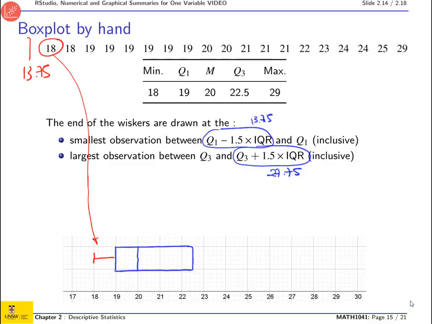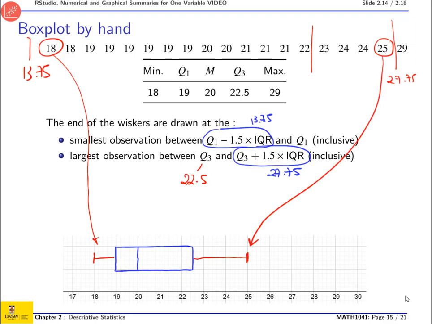Now on the other side, we want the largest observation between 22.5, so there, and 27.75, and that's inclusive. Well, 27.75 is not on our list, so the highest we can have is 25, and that's the end of the upper whisker. A very important thing to notice is that this is not 27.75, and this one is not 13.75. We actually have to use one value in our data set that fits between these limits.